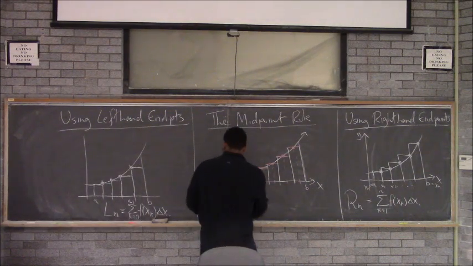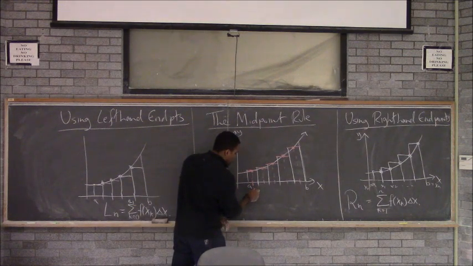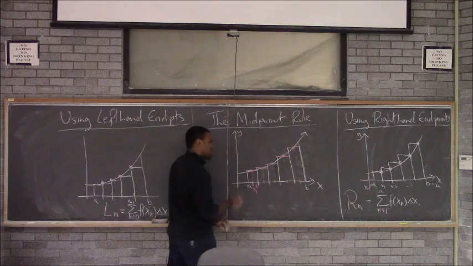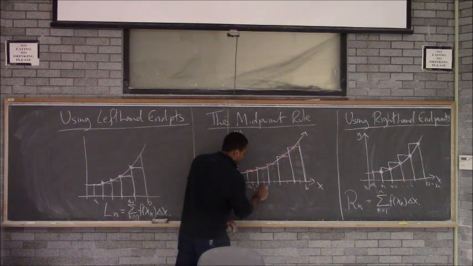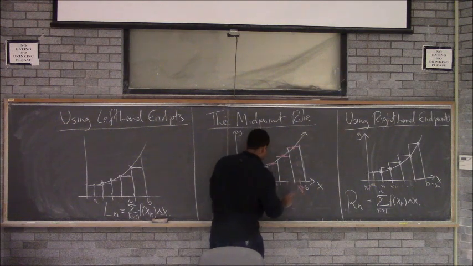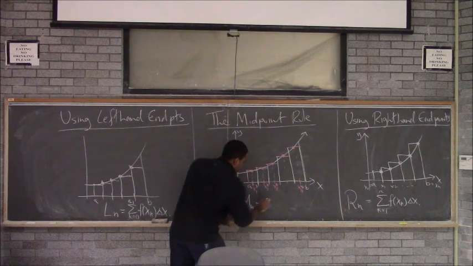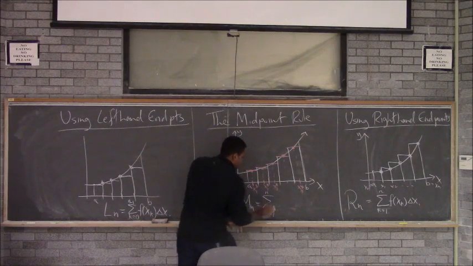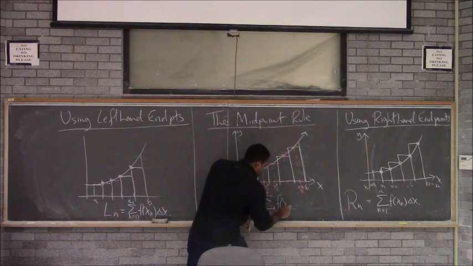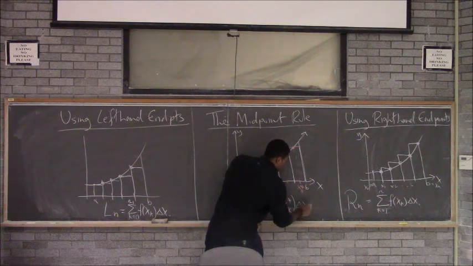So the middle points, we label them by a new labeling. We call this x1 star, some people use x1 bar, x2 star, x3 star, so on. Here's xn star. And so the midpoint approximation would be the summation of k goes from 1 up to n of f of xk star times delta x.